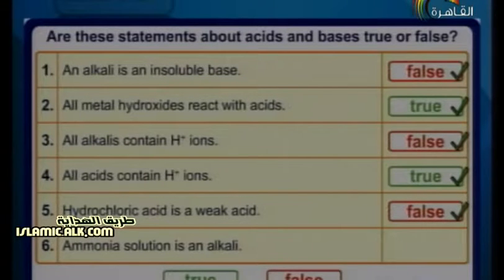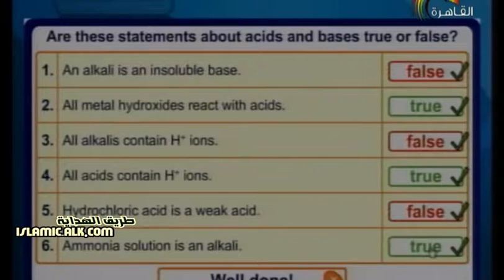Ammonia solution, it is alkali. Ammonia solution means what? It means NH4OH. It's an alkali, right? It's true here. So here we have many things like the acids and bases to revise.